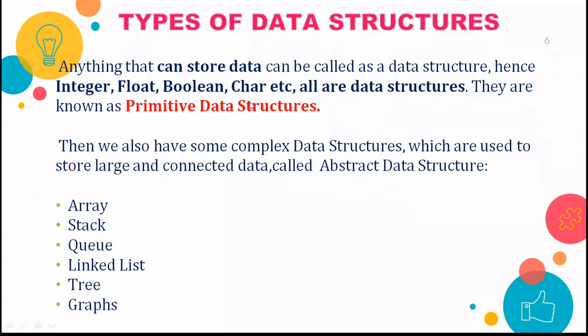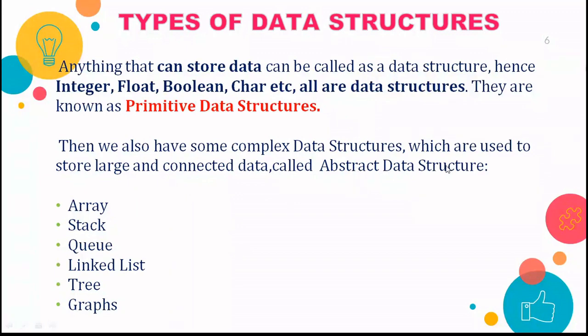So it depends on the user's choice which data type they want to use. Accordingly, they can use it, right? And these are called primitive data structures. Then we also have some complex data structures which are used to store large and connected data. These store only a bit of information. Here we can store only 2 bytes of information. In float we can store 4 bytes, and boolean is not available here. In char we are storing 1 byte of information, right?